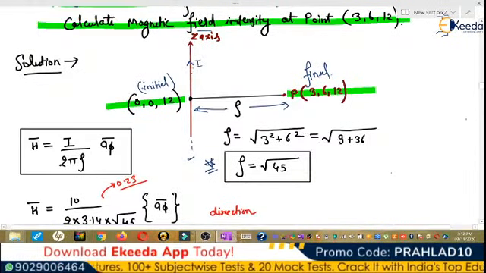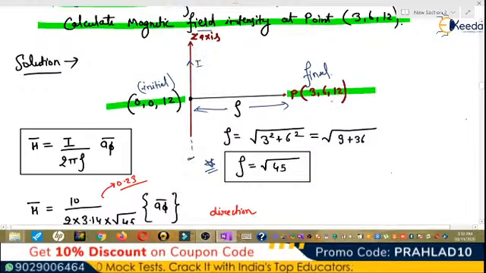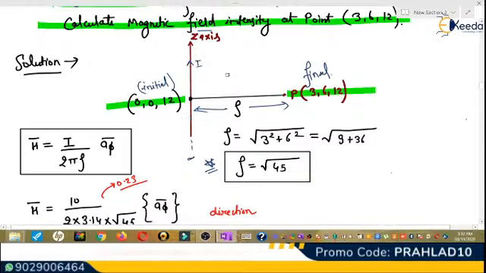In the direction of the z-axis, current I is given, and we have to calculate the magnetic field at (3, 6, 12). On the z-axis, x and y are 0, and we will take z the same as 12 because we have to calculate the perpendicular distance rho. So rho is under root of 3 square plus 6 square, which is under root of 9 plus 36. So rho is under root of 45.